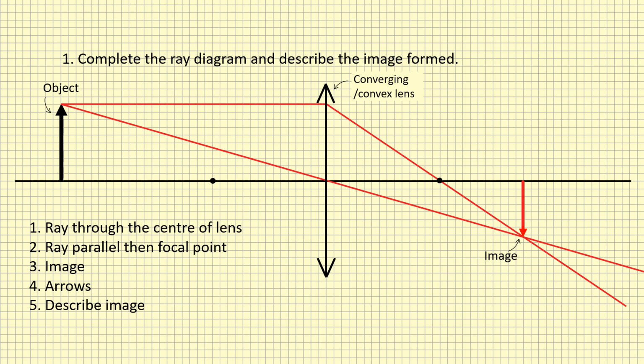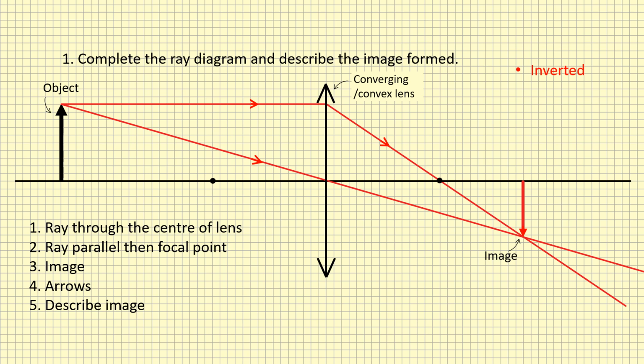Okay, the next step is I also need to add some arrows because I need to show the direction in which the light rays are going. So add arrows going towards the right like this. Okay, now it's time to describe the image, the final step. Okay, first question is it upright or inverted? And as you can see, the image is actually upside down. That's why I drew the arrow. So it's inverted.